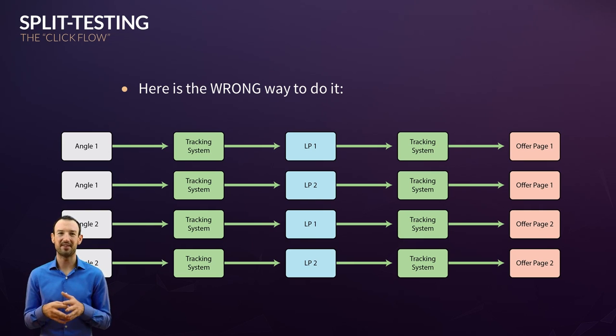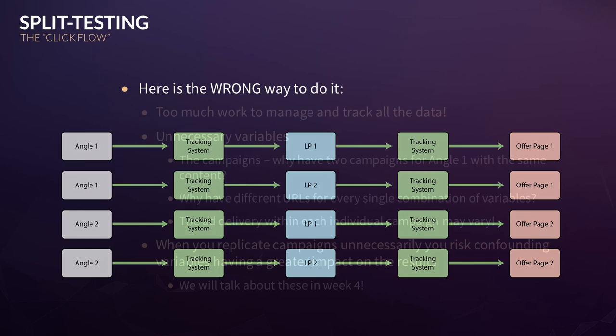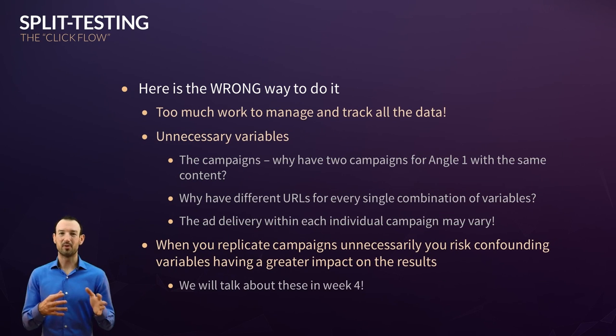The click flow is something where, in my opinion, you should always have control over it as much as possible. Now, here's a diagram showing you the incorrect way to set up traffic when you're split testing angle and landing page, for example. So I'll just let you absorb that for the moment. So, pop quiz. What is wrong about that click flow?